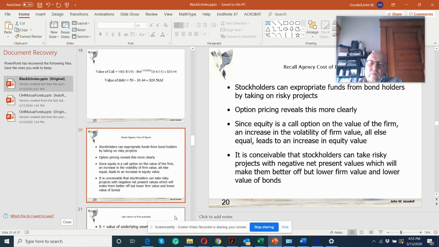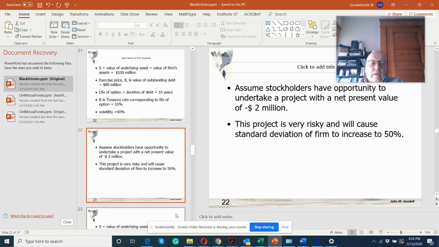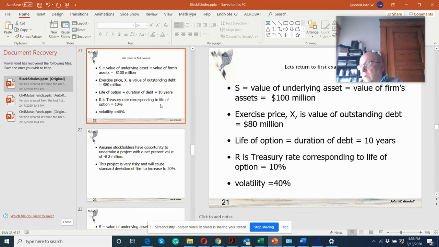Moving on from this, let's talk about how stockholders can, and I'm going to use the word expropriate funds from bondholders by taking on risky projects. Option pricing theory kind of shows this. Let's come up with an example here. Let's say this is our initial set of numbers, just like the example we started with, 100, 80, and so on. The value of the call would be 75.94, like in the previous example.